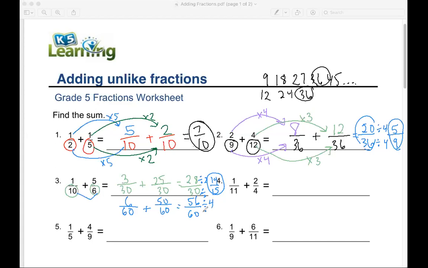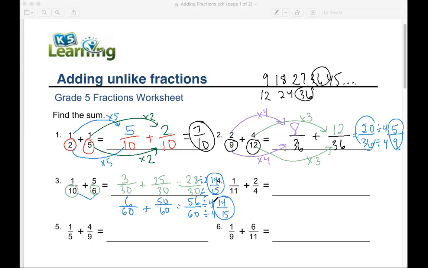You might just have to take my word on it, but you can divide both these fractions by 4, and guess what you'll get? 14/15. Why? Because they're equivalent, right? And it's okay if we started with different denominators. As long as we reduce them to their purest form, they're going to end up being the same value, okay?